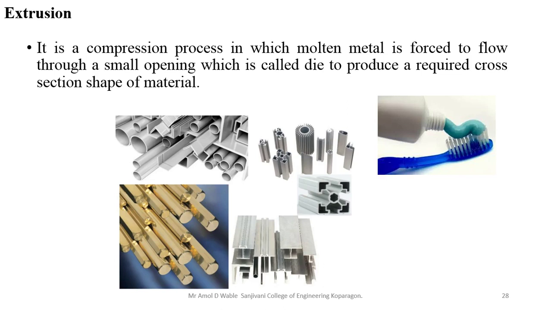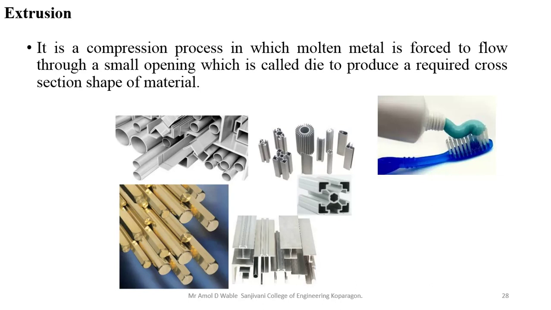Let us see another process, that is extrusion. The components you have seen in a slide, even the frame of your sliding window, those aluminum frames are made by this extrusion process. It is a compression process in which molten metal is forced to flow through a small opening, called a die, to produce the required cross-sectional shape of the material.